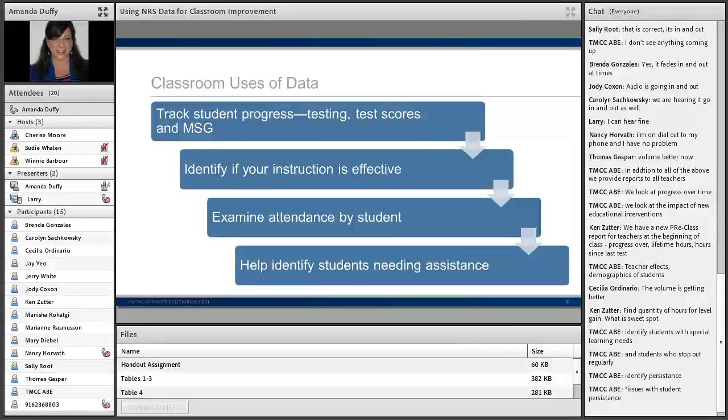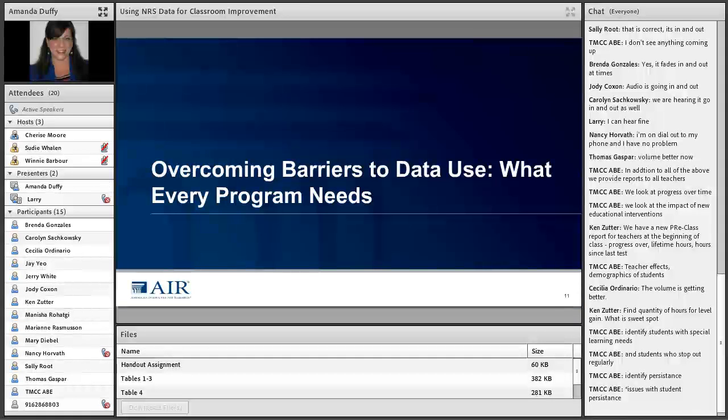Okay, I don't see anybody typing, but are there any questions or comments about the uses of data, whether that be at the federal, state program, or classroom level, before we move on to talk about some barriers in using data? Okay, I don't see anybody typing, so I'm going to move on, but if something comes to mind, please use the chat pod, and we're all watching it and we'll be able to respond.